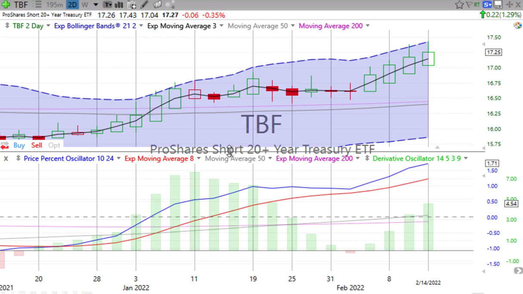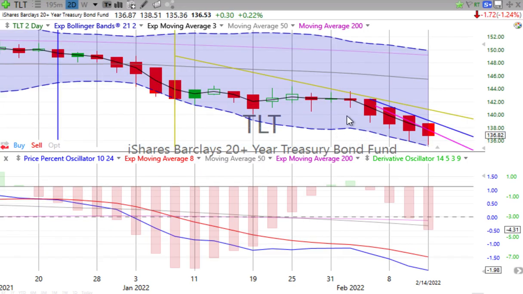It is the single short of 20-year bonds. And it is set up with derivative contracts and such, the people that manage it. Their goal is to have it match percentage for percentage the opposite of what's happening with 20-year bonds. So you can see TBF is up on the 2-day. You can see where TLT, the 20-year bond fund, is down. So it's an inverse fund.